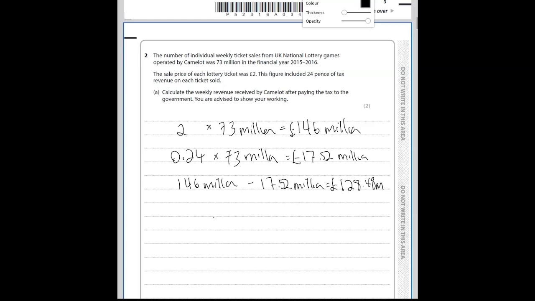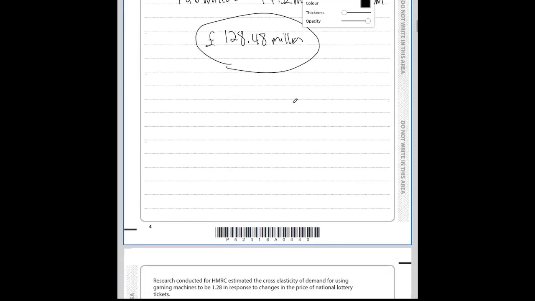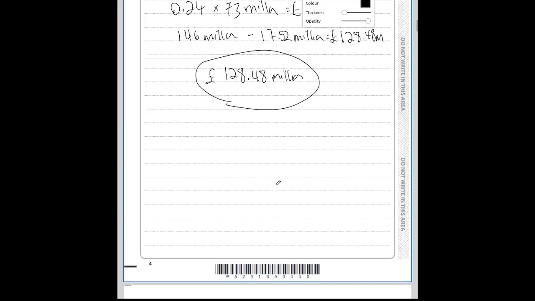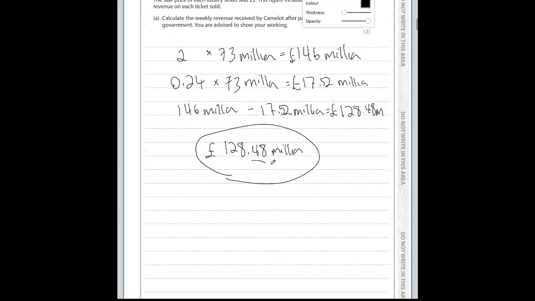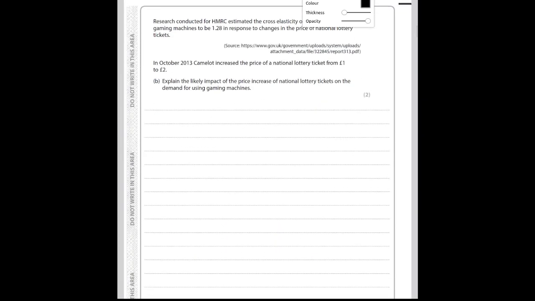Now, with these, you always want to make sure you're writing it out with the pound sign and with million written out like this, just to make sure you get all the points. They'll accept a range here. They'll accept like 128 to 129. So you don't have to be precise. If you make a little bit of a calculation error or you don't round it correctly, that's generally going to be okay with these.